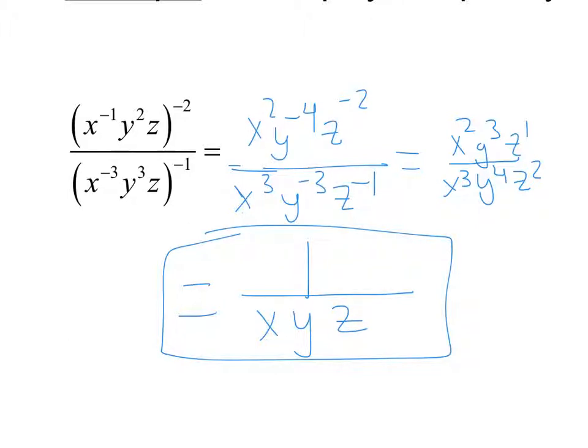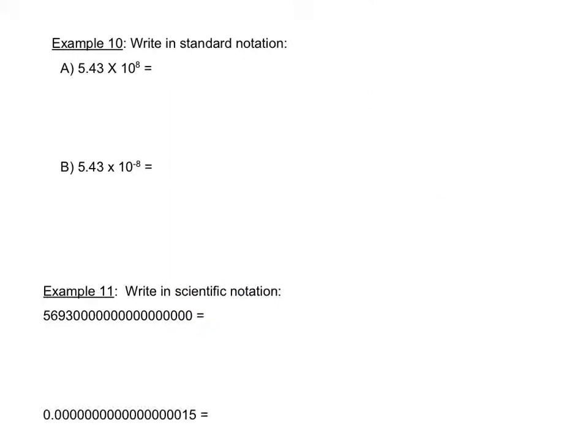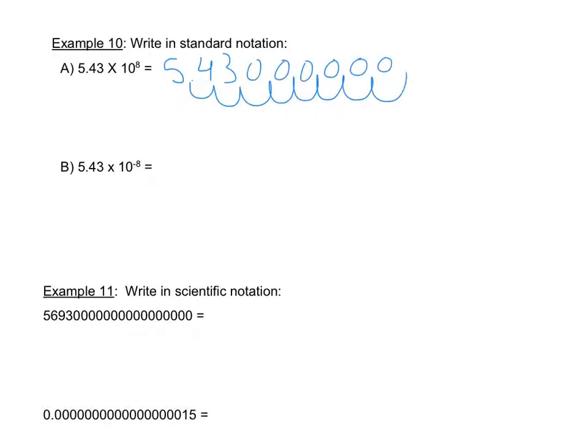Alright, let's do some more. Now we're on to the scientific notation part. It's saying I want you to write it in standard notation, so I copy it down. See how it says times 10 to the 8th there? That means move it 1, 2, 3, 4, 5, 6, 7, 8, fill in with zeros, and there's your decimal. So this would be 5, 4, 3.